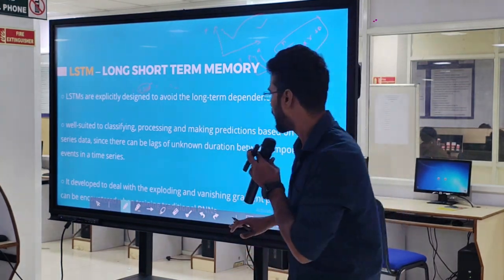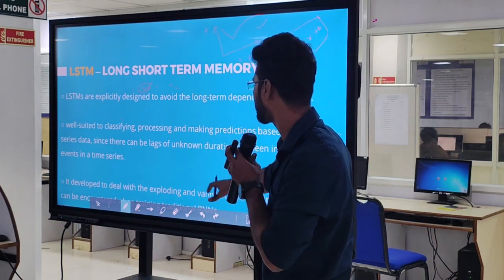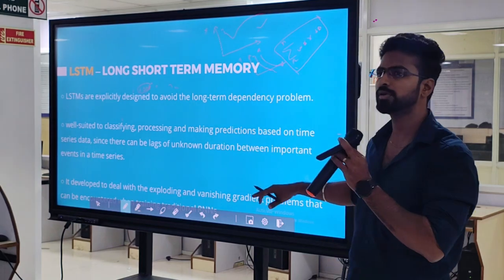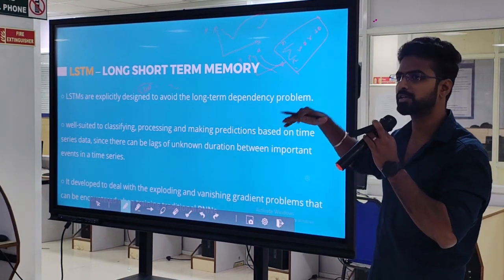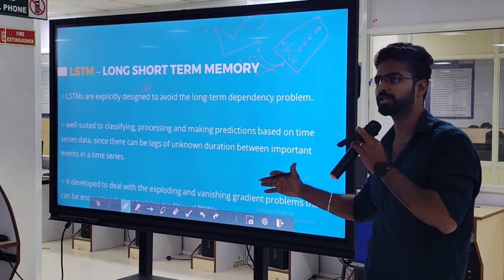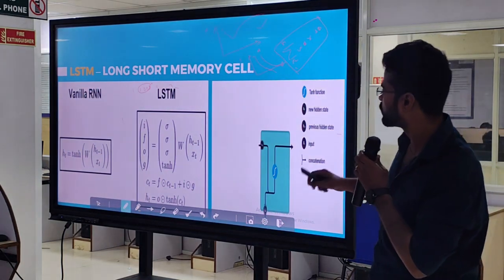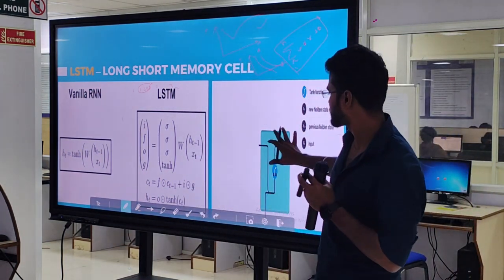And that was developed so that the exploding and vanishing gradient problems can be handled during processing. So we have exclusively introduced these LSTM cells. These LSTMs resolve exploding gradients as well as vanishing gradients. How is that possible? Because of these cells. So this is how your LSTM looks.